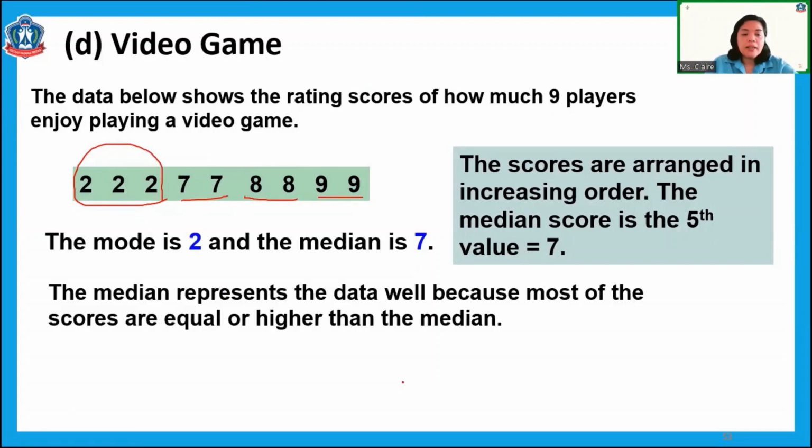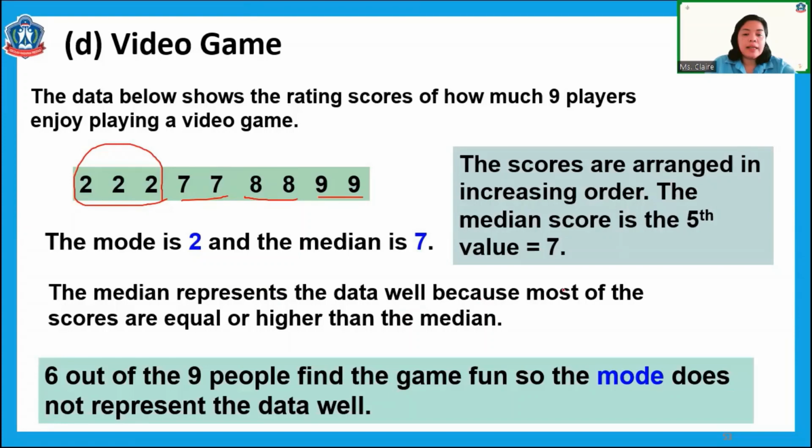Now, the median represents the data well because most of the scores are equal to or higher than the median. 6 out of the 9 people find the game fun, so the mode does not represent the data well. Okay, children, in data we have lots of ways of representing them. We are finding the mode and median, so we will see which average represents the data well. In this case, the median represents it well because most of the scores are equal to or higher than the median.